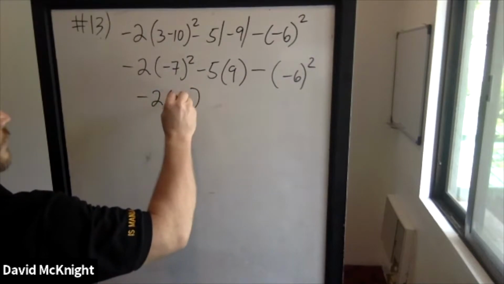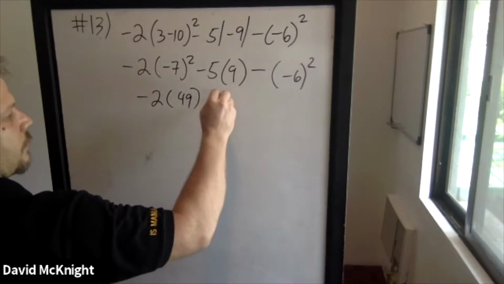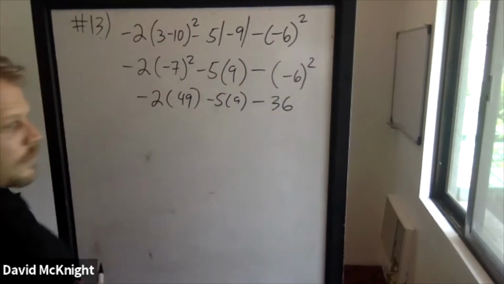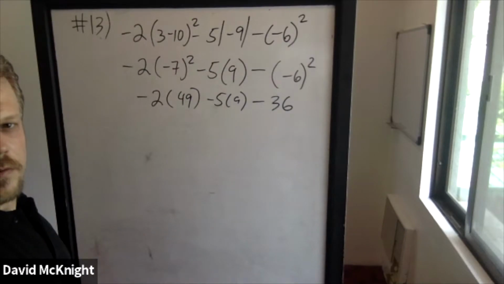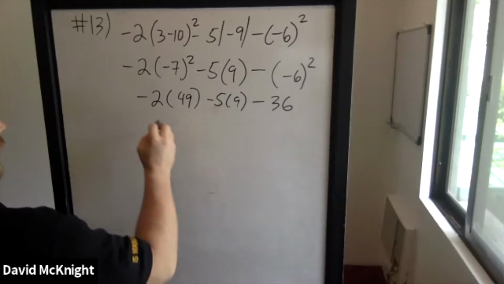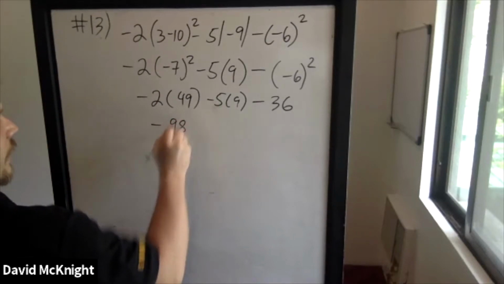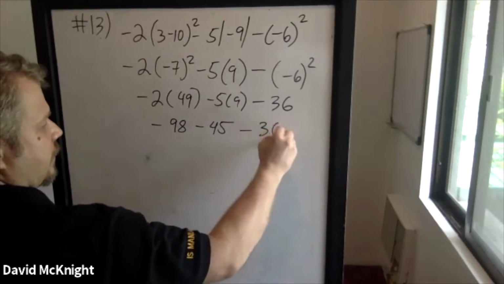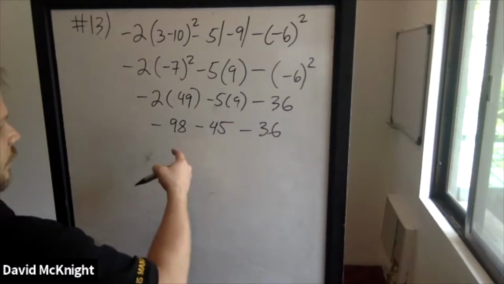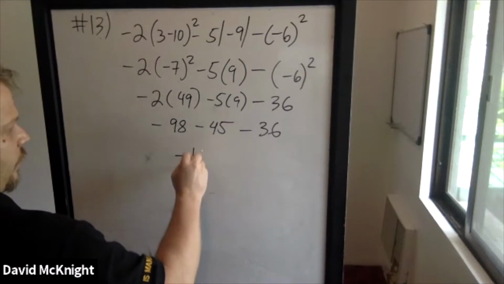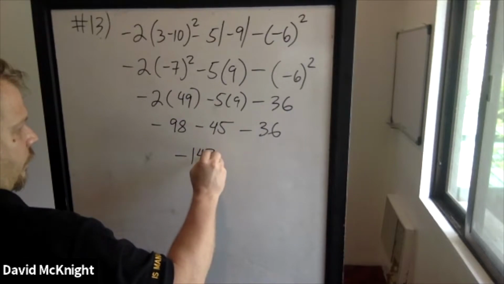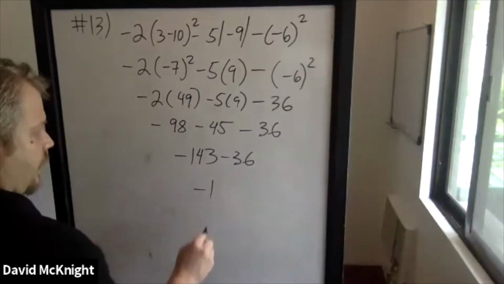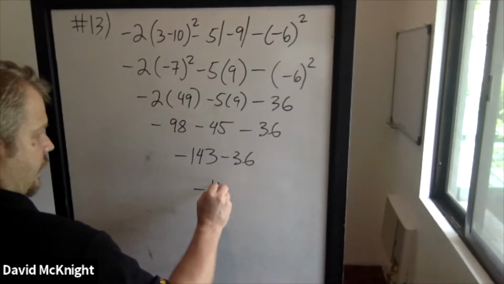Negative 7 squared is 49. And negative 6 squared is 36. Okay, multiplication. So negative 98 minus 45 minus 36. And we have negative 143 times 36, which is negative 179.